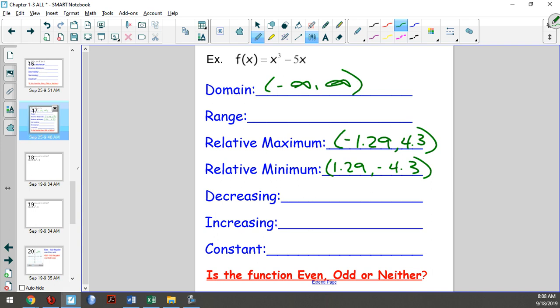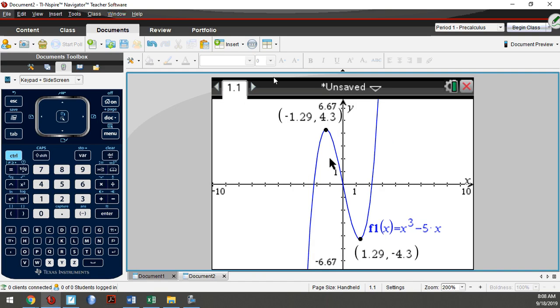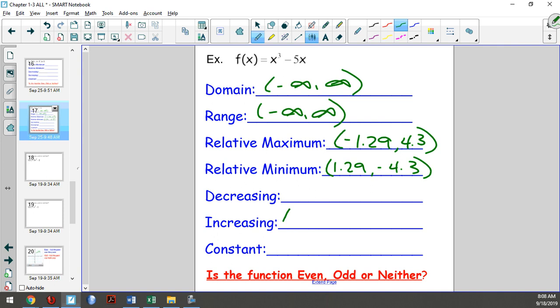And my range, I read it from bottom to top, and we also know that's going to go from negative infinity to positive infinity, right? Now I want to know, where's it decreasing, increasing, and constant, and how do we read this? From left to right. So as I am approaching my function at negative infinity, what are my y values doing? They're going up. So at negative infinity, I am increasing.